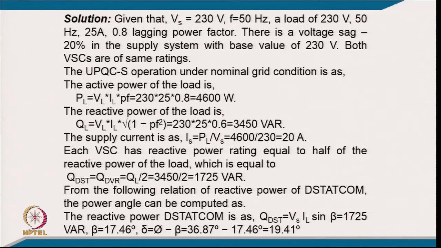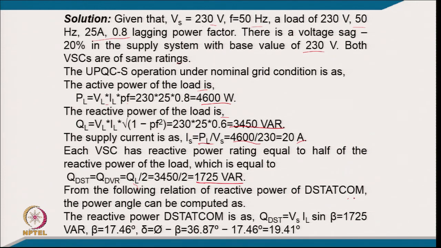So, coming to the numerical part, given that Vs equal to 230 volt, 50 Hz, a load of 230 volt, 50 Hz, 25 ampere, 0.8 lagging power factor, and there is a voltage sag of 20% in the supply system with a base value of 230 volt, and both VSCs of the UPQC are of the same rating. So, under nominal condition the active power of the load is equal to V_L I_L times PF, that is 4600 watt, and the reactive power of the load is Q_L, that is 3450 VAR, and the supply current will be power divided by voltage, that is 20 ampere. Each VSC has a reactive power equal to half of the reactive power of the load, that is Q_L upon 2. So, it comes to 1725 VAR.